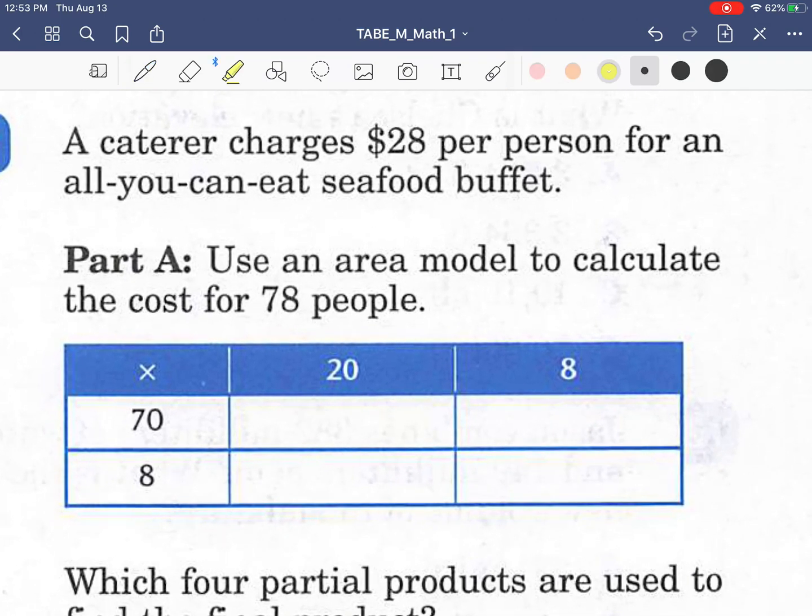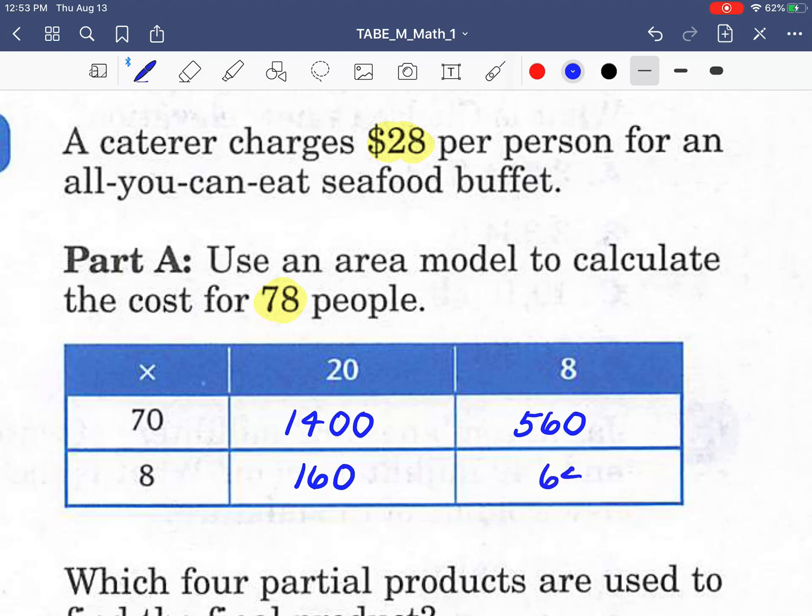So here are the two numbers we're using, the 28 and the 78. So the 28 is 20 plus 8, 78 is 70 plus 8. You guys already know how to do this. 7 times 2 is 14 with 2 zeros. 2 times 8 is 16 with 1 0. 8 times 7 is 56 with 1 0. And 8 times 8 is 64 with no zeros.